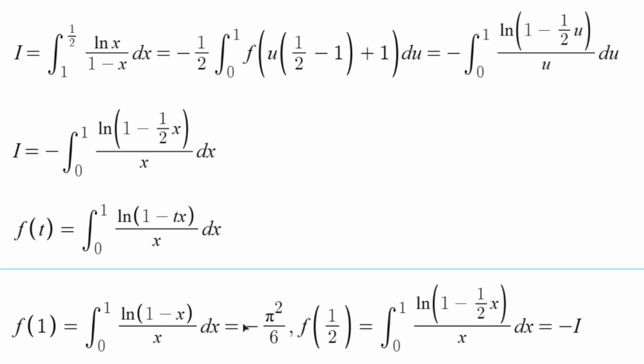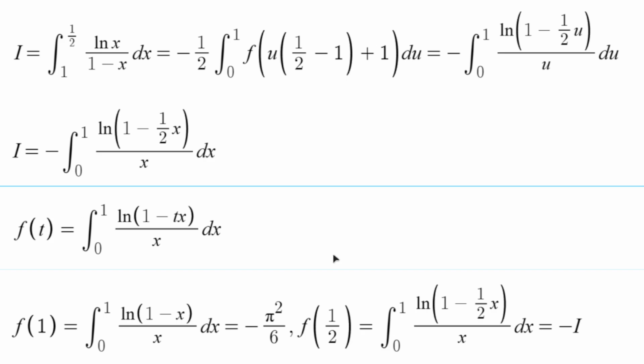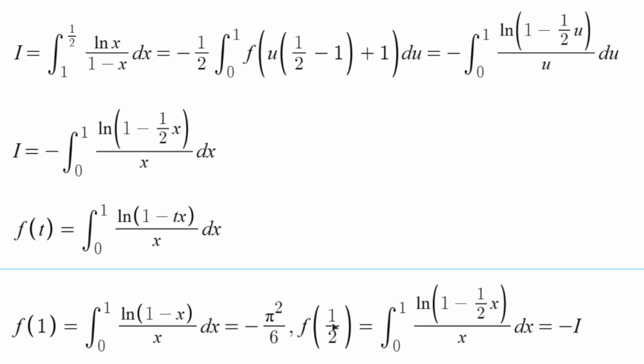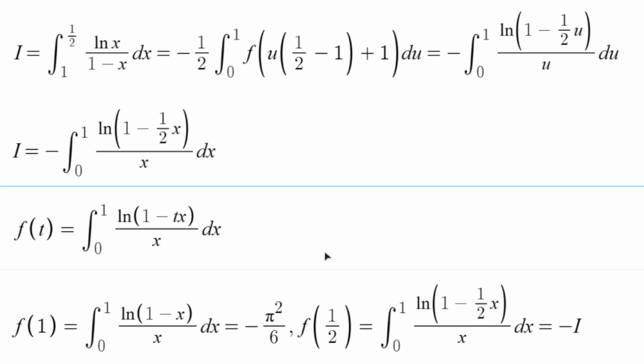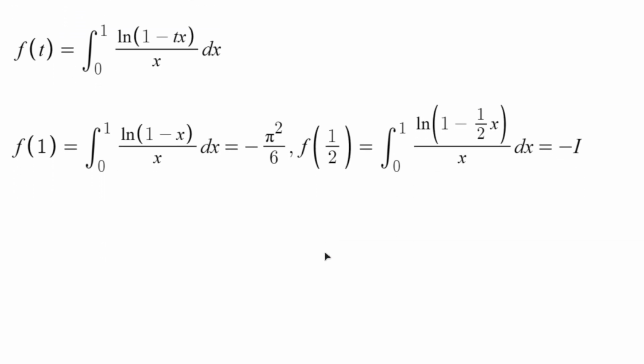That is a known integral that I've solved on this channel before, or a variation of it anyway. And that's easy enough to show that it equals negative pi squared over 6. I'll also include a link to show that because that's not something you can get with standard integration techniques, but this video would be too long if I showed every step of how to do that. So we're just going to take it for granted. That integral right there converges to negative pi squared over 6. And you'll see that if we take f at 1/2, we end up with this, which is exactly negative I. So f of 1 is negative pi squared over 6, and f at 1/2 is negative I.